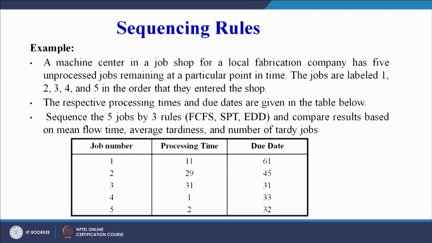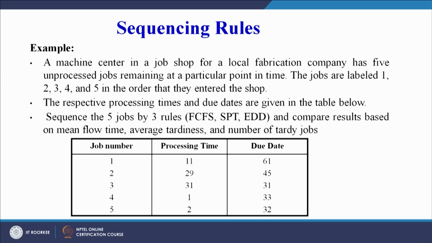Now this sentence is very important: the jobs are labeled 1, 2, 3, 4, 5, token numbers are given based on the order in which they entered the shop. So I request all learners to remember that 1, 2, 3, 4, 5 is based on the order in which they arrived at the shop.